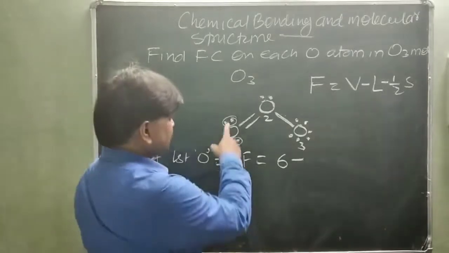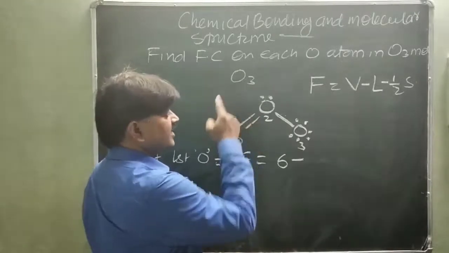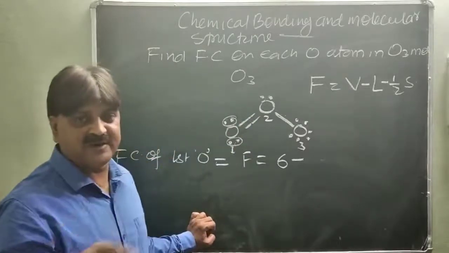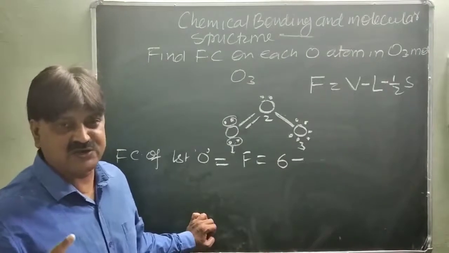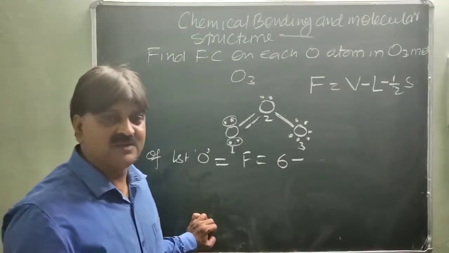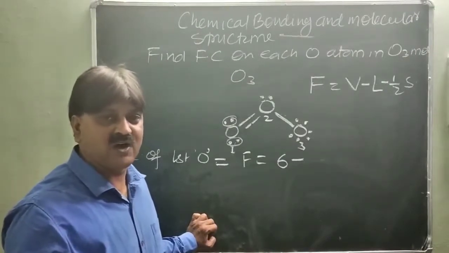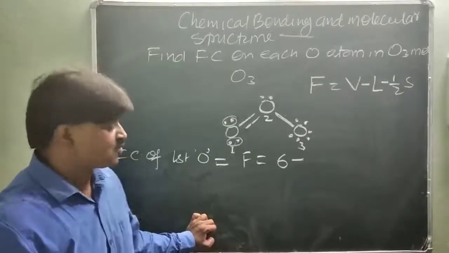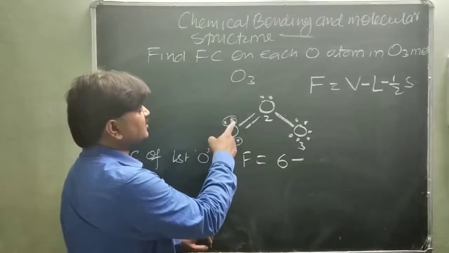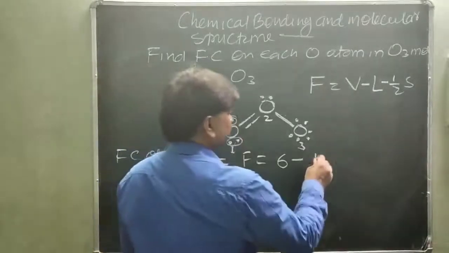Is it clear? This is a non-bonding electron and this is a bonding electron. The electrons which participate in the bond formation are called the bonding pair of electrons. And the electrons which do not participate in the bond formation, present as a lone pair on the atom, are called the lone pair of electrons or the non-bonded electrons. So how many non-bonded electrons at this oxygen? 2 and 2, 4. So this is 4.